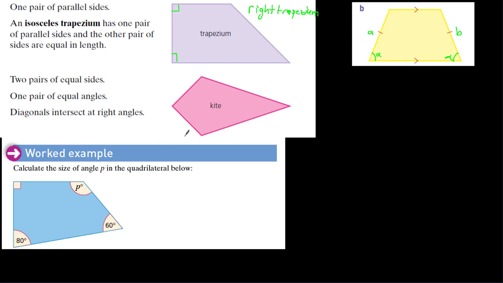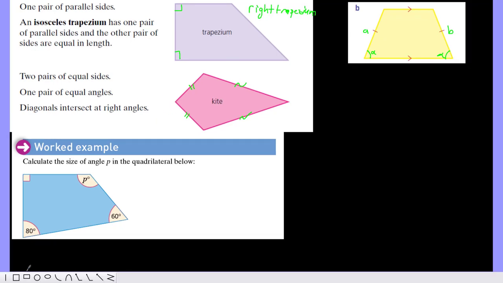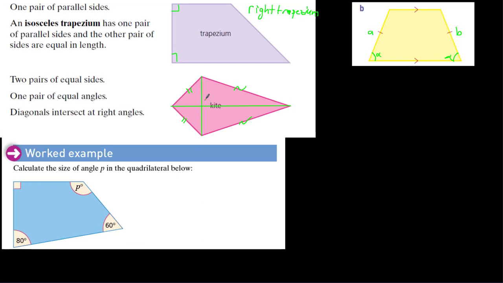Okay, the last one is the kite. Two pairs of equal sides. It means that these two sides, they are equal to each other, and these two sides, they are equal to each other. So diagonals intersect at right angles means, again, here this one and this one, when we connect this vertex and this vertex, then we are going to get two diagonals intersecting perpendicularly.